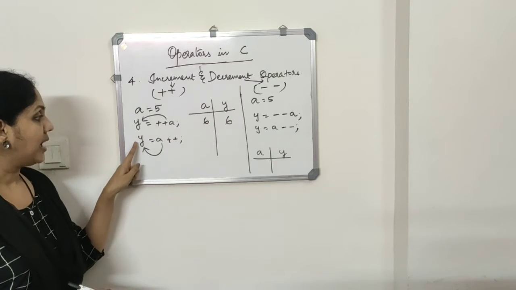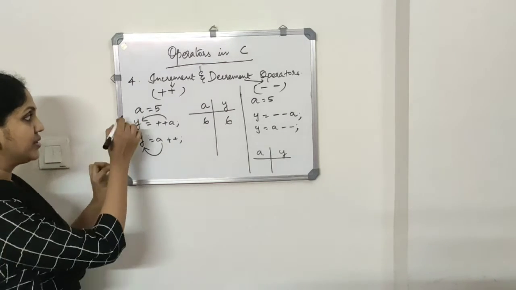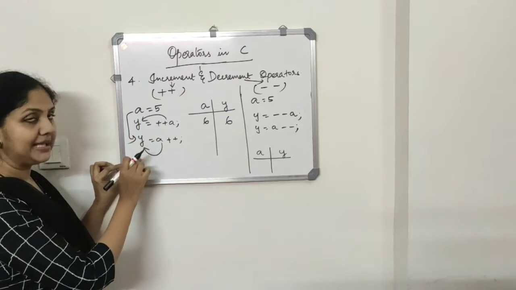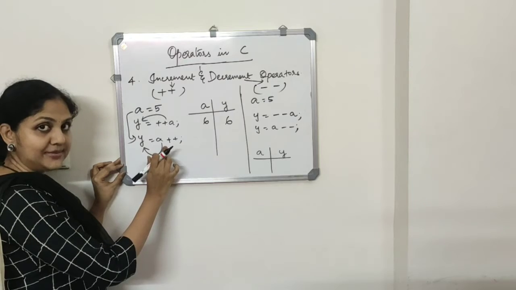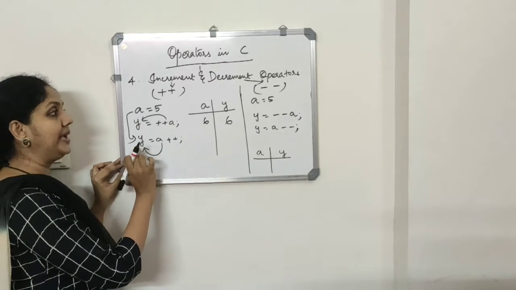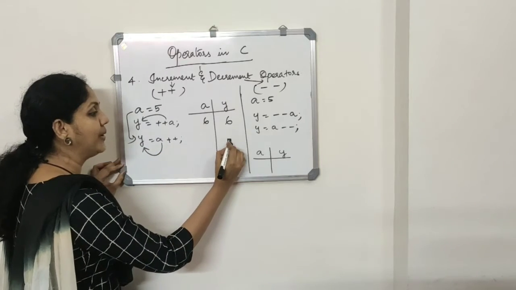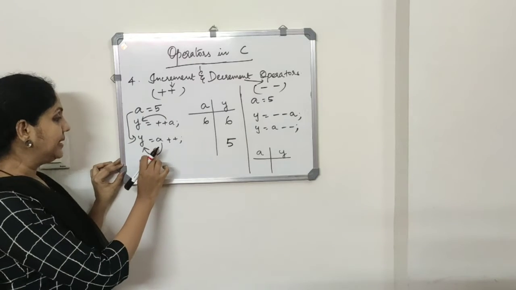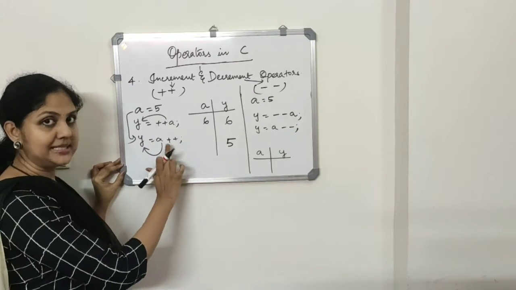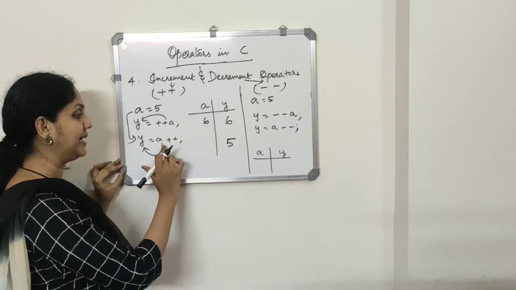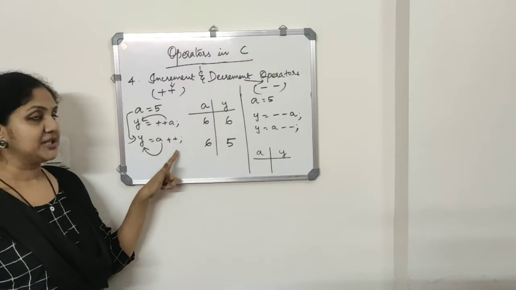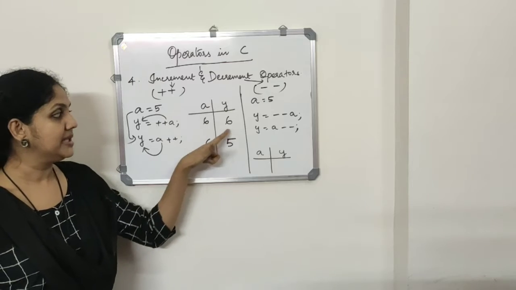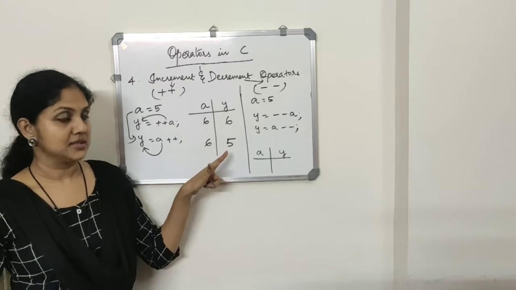That means now the value of a is equal to 5. I am using a is equal to 5 and then giving this expression. What will happen? Value of a is 5, that is assigned to y now. So y is equal to 5. Then a plus plus, then a will get incremented, that is a will become 6. So after the expression, if you display the result, you will get the output like this.